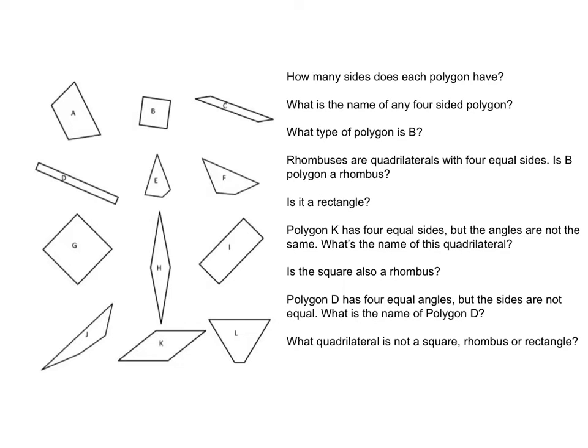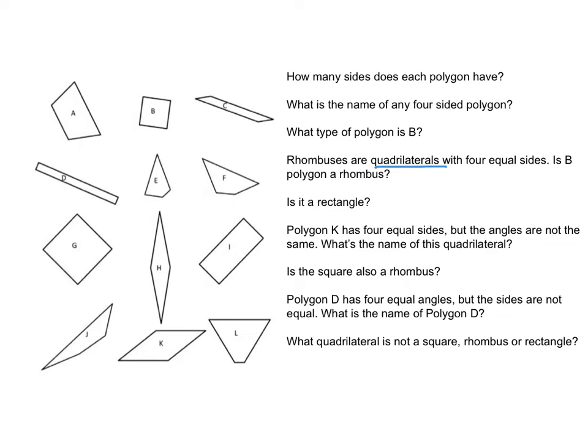So, our first question, how many sides does each polygon have? Well, if you look closely, count them, they all have 4. What is the name of any four-sided polygon? And that's quadrilateral, which we talked about before, and I'm going to underline it here where we see it there.